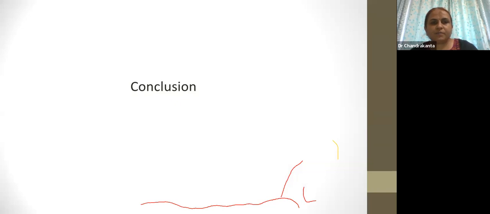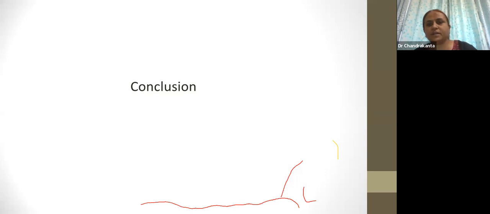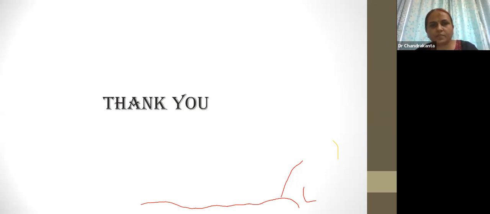So I end my presentation here. We have learned about the types of abnormalities, focal and generalized, epileptiform and non-epileptiform. If you have any query, you may please ask. Thank you.